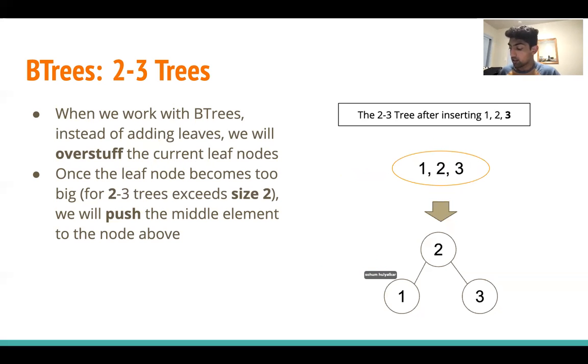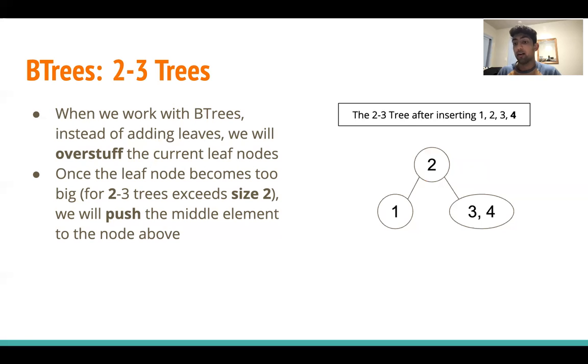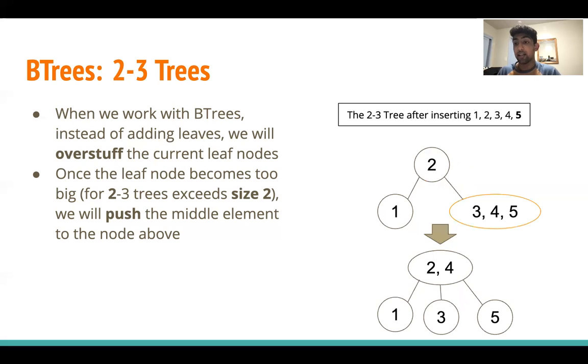Okay? So let's walk through a couple more additions. After inserting 4, we see that 3 and 4 are now part of the same node. Then we insert 5, and we see this node is overstuffed. So we're going to take 4 and push it to the level above. Now this is the state of our 2-3 tree.